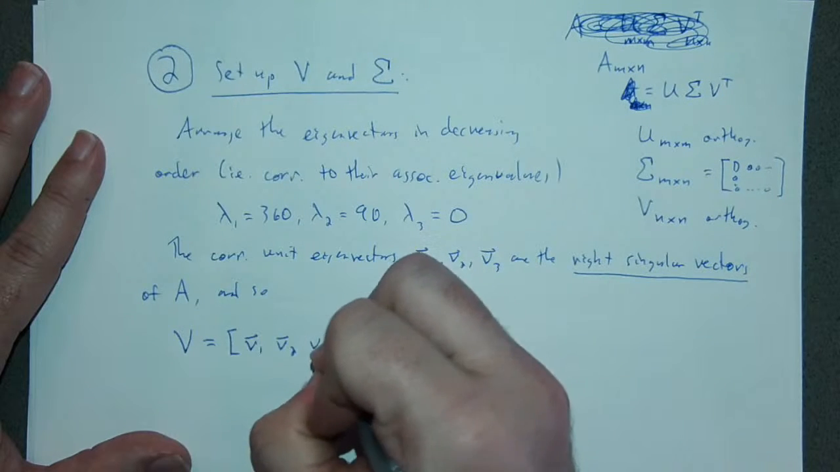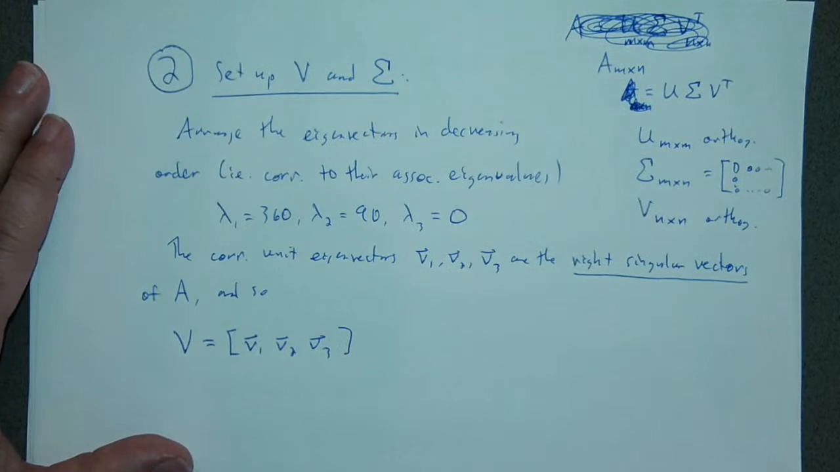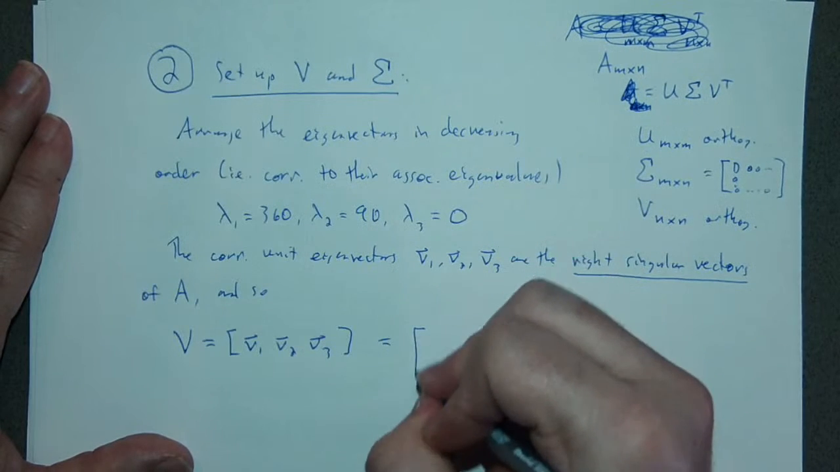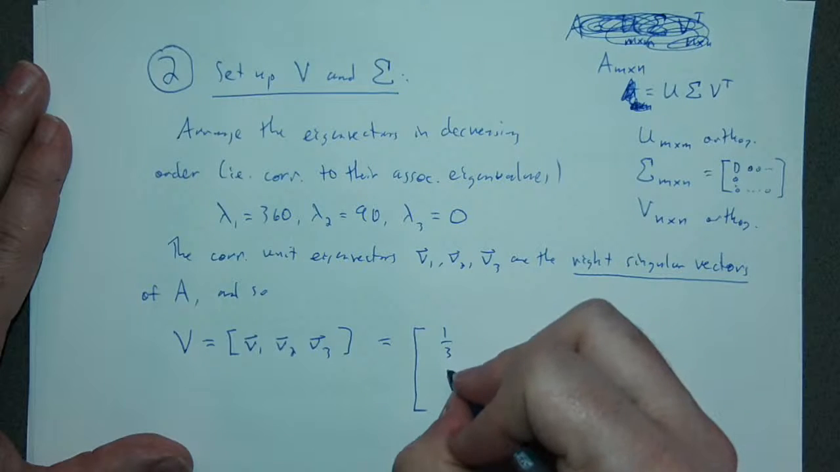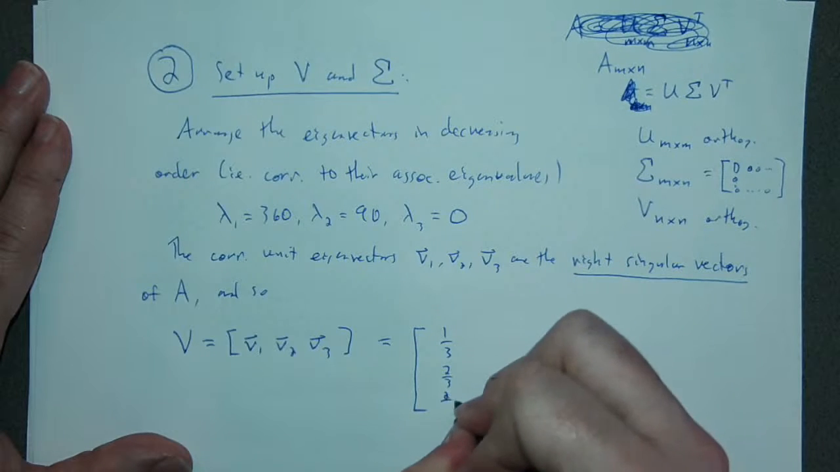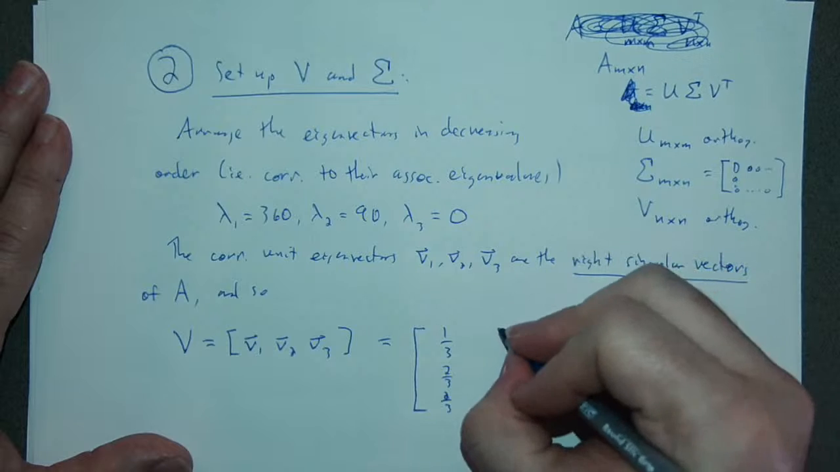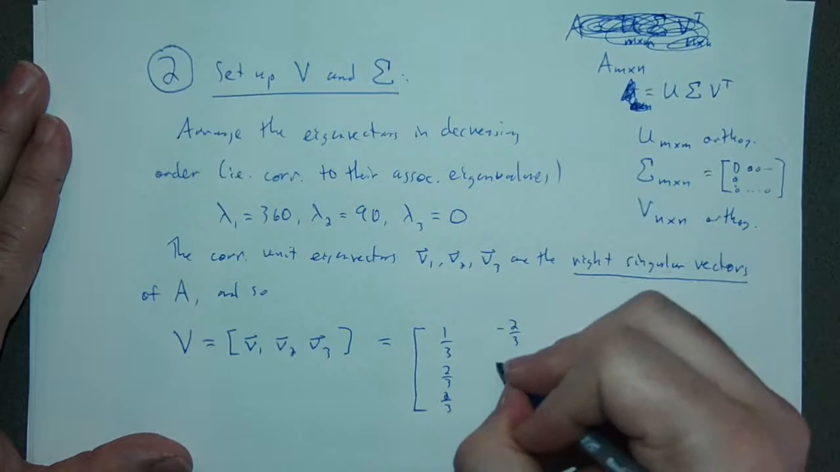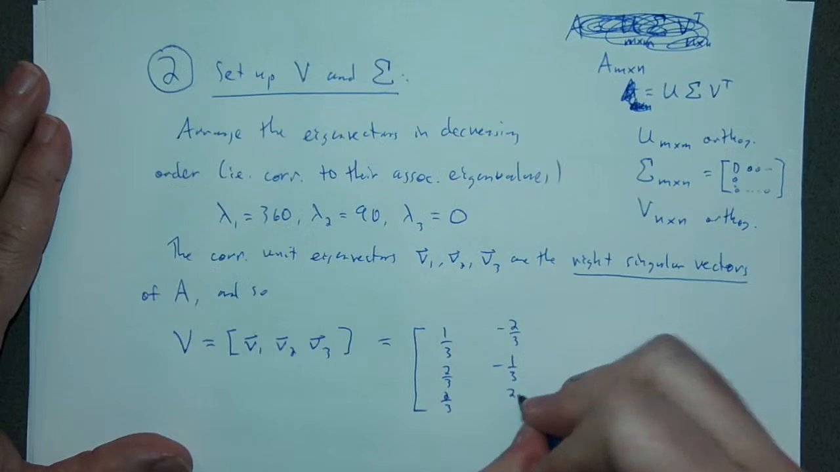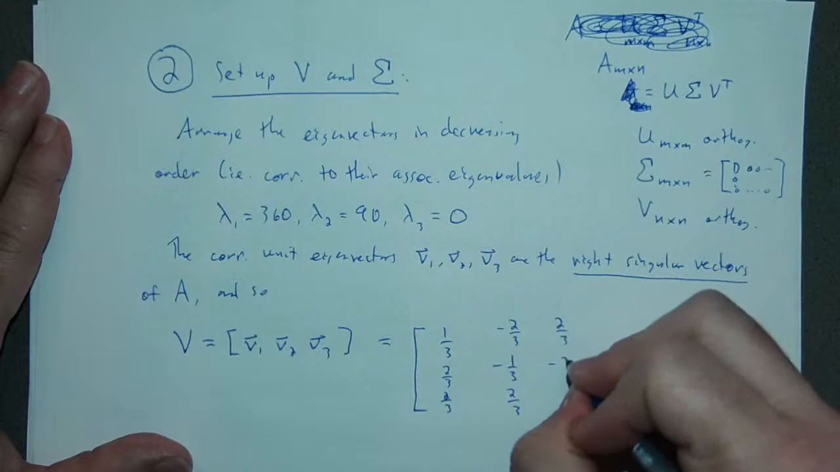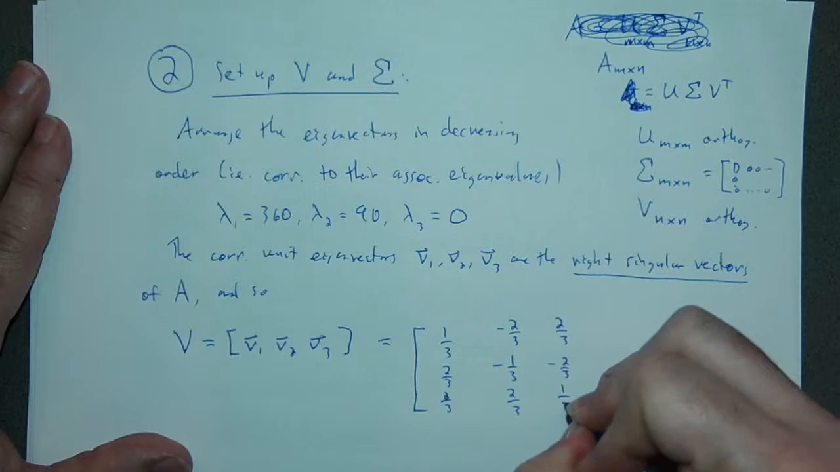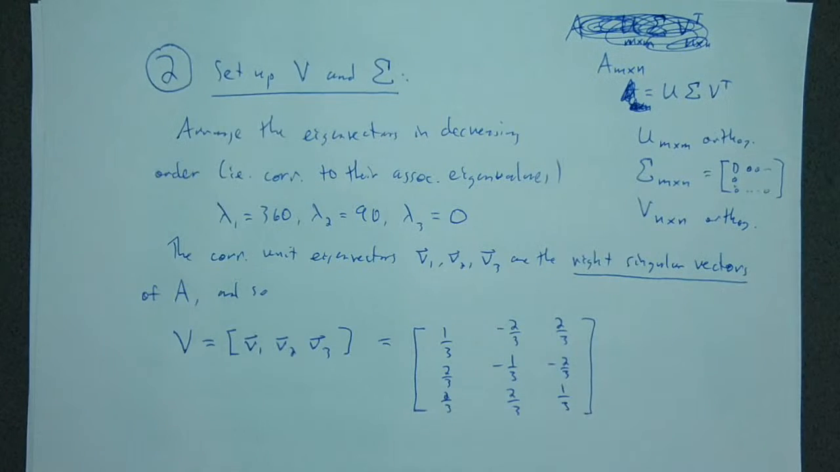So V is the matrix with columns v1, v2, v3, which, as I listed on the previous page, comes out to be, column-wise: 1/3, 2/3, 2/3; next, minus 2/3, minus 1/3, 2/3; and 2/3, minus 2/3, 1/3. Okay, so there's my V.